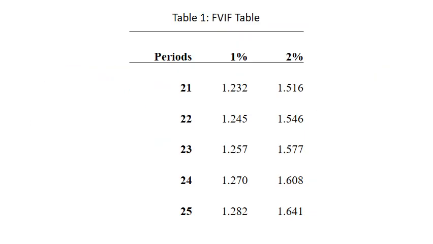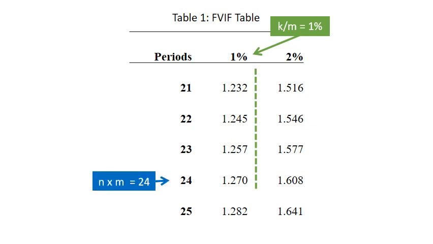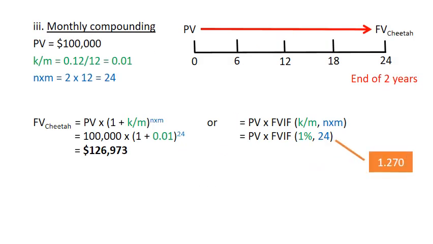This is an extract from the FVIF table. We know that K divided by M equals 1%, and M times N equals 24. So the figure we want is 1.270. From the FVIF table, we find 1.270. Substitute these figures in and get the answer as 127K.